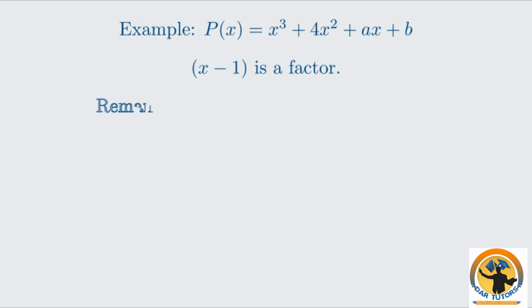Consider the polynomial p of x equals x cubed plus 4x squared plus ax plus b. We are told that x minus 1 is a factor, and that when p of x is divided by x minus 2, the remainder is 17. We need to find the values of a and b. We can use the given information to create two equations with two unknowns, a and b.